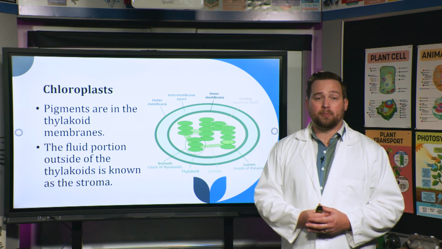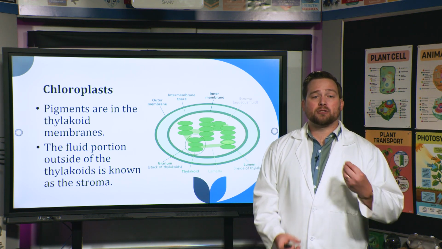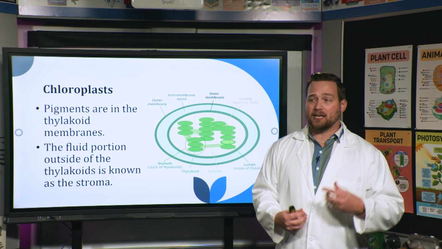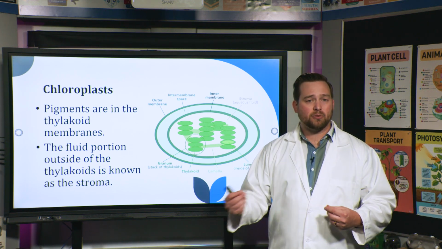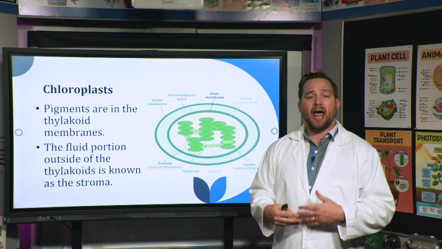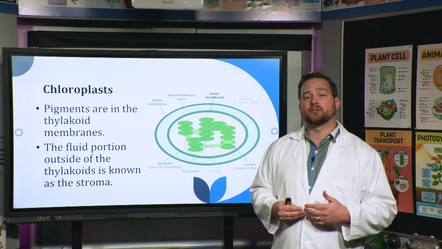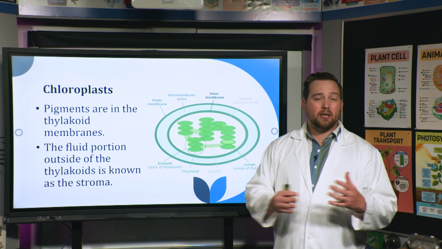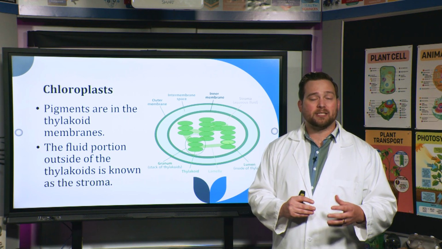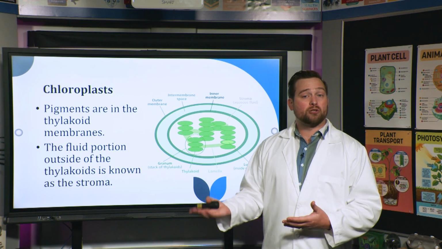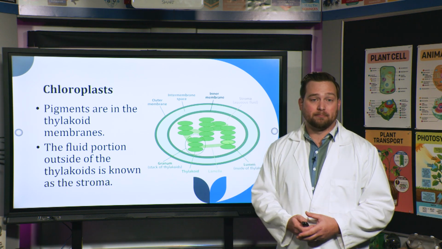To talk about chloroplasts in a little bit more detail, the pigments are in the thylakoid membranes. Remember, that can be chlorophyll A, B, and carotenoid. And then the fluid portion outside of the thylakoid is known as the stroma. The reason we need to know all the different parts of the chloroplast is that it plays an important role when we start talking about photosynthesis next time.